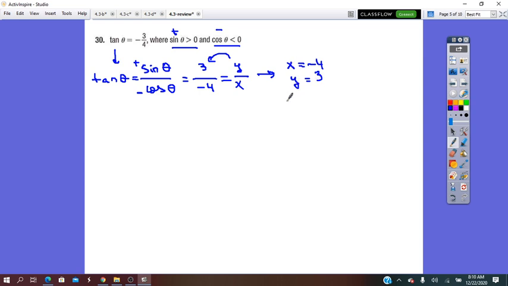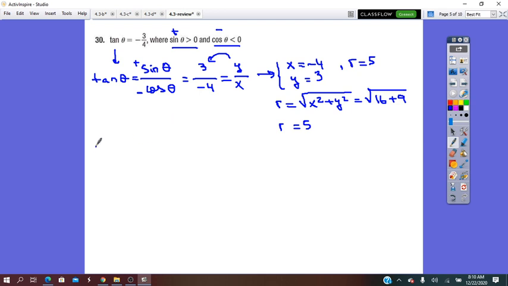If we know x and y, then we can find the radius, which is the square root of x squared plus y squared, and equals the square root of negative 4 squared, which is 16, plus 3 squared, which is 9. So it will be the square root of 25. The radius is always positive, so the radius equals 5. If we know x, y, and r, then we can find the trigonometric functions.